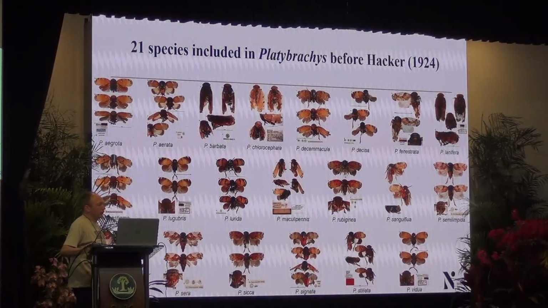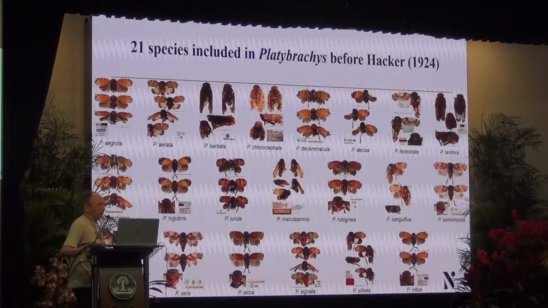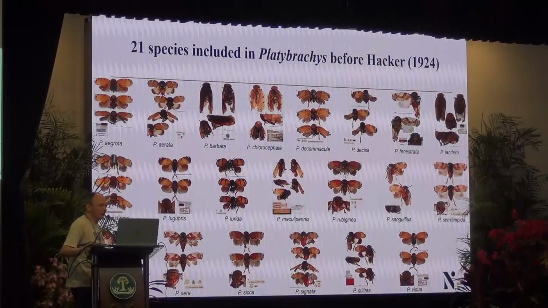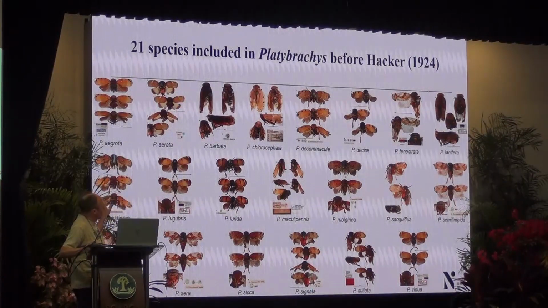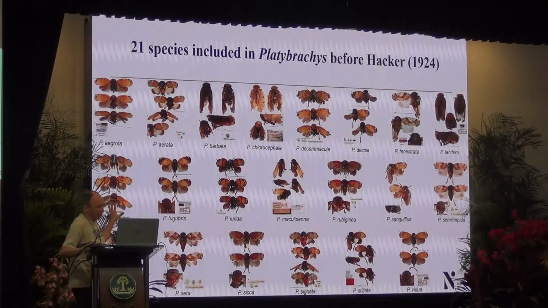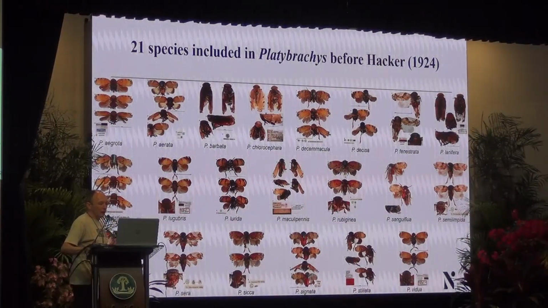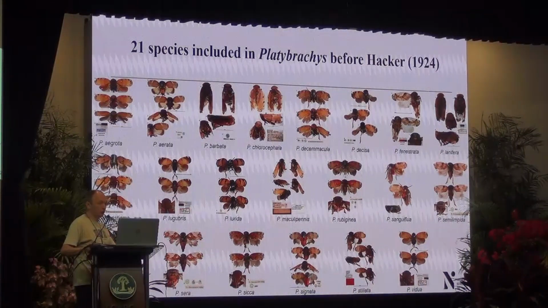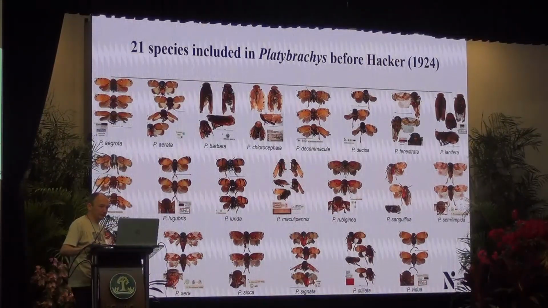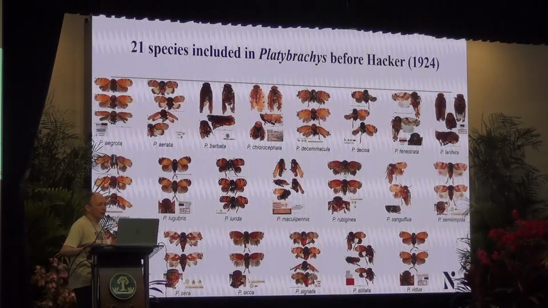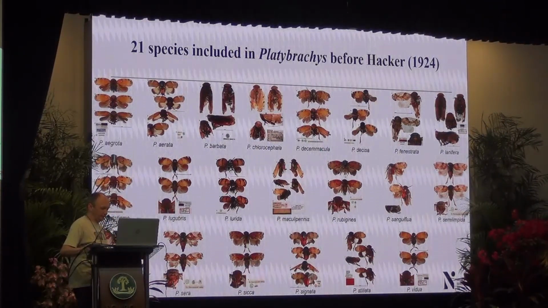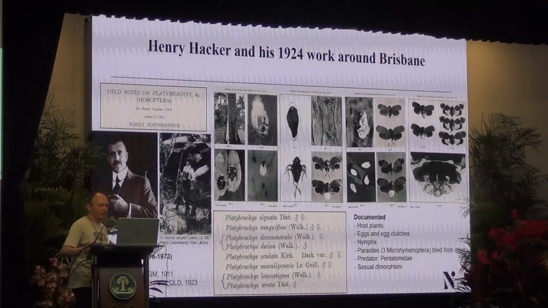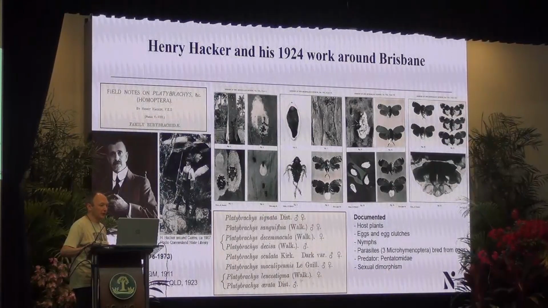The character of the thorax, with the pronotum plus mesonotum as wide as long, is shared by all the species there, which are here illustrated by their type specimen. Except for one, which I will reveal to you later, a bit of suspense. So that was the situation in 1924, before Henry Hacker had a bit of an insight in that genus.